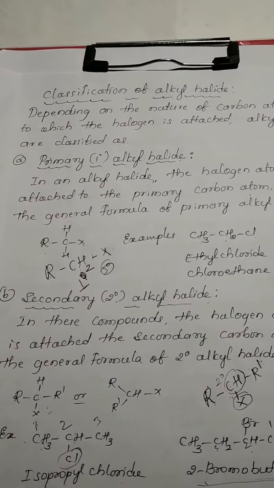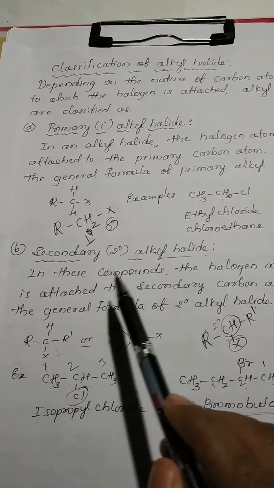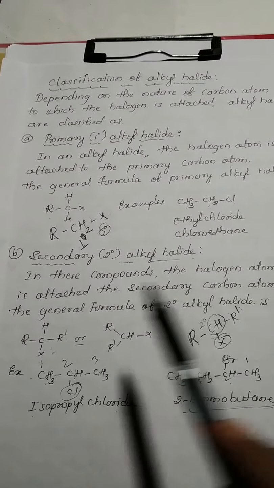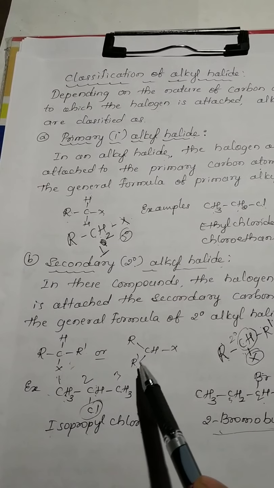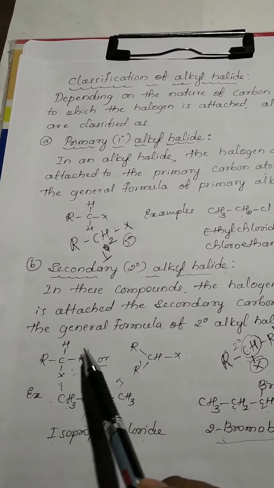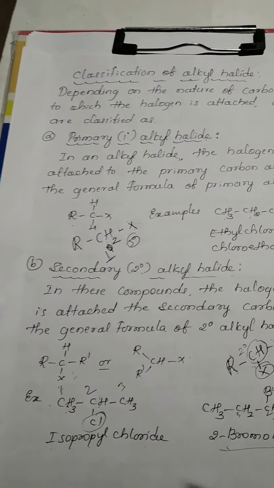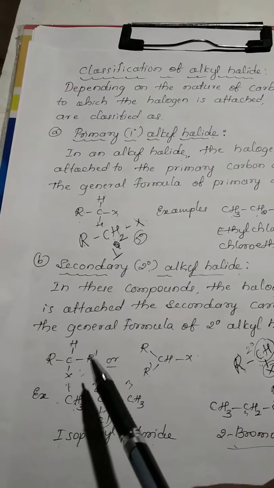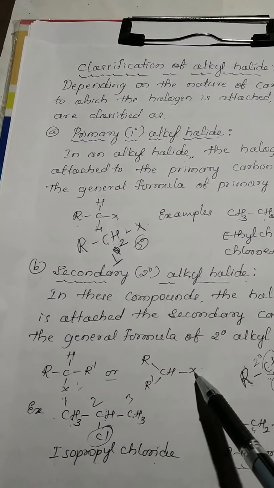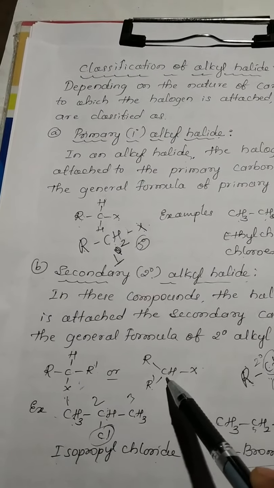Next is secondary alkyl halide. In these compounds the halogen atom is directly attached to the secondary carbon atom. The general formula of secondary alkyl halide is just here, R'CHXR or else RCHXR'. R may be any alkyl group, X is a halogen atom. Just see here, it is a general formula. This halogen atom is directly attached to the secondary carbon atom. Secondary carbon means the carbon atom is attached with one hydrogen atom.